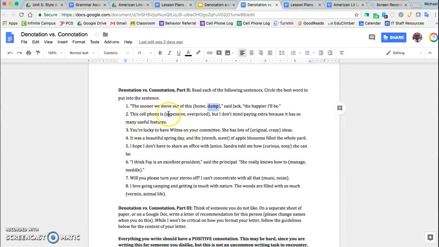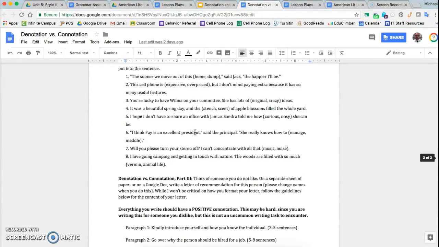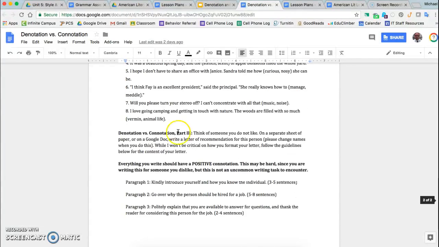This cell phone is expensive or overpriced, but I don't mind paying extra because it has so many useful features. In this case, you want to focus on how it costs a lot, but you still like it. So you'd say it's expensive. Overpriced means that it would cost too much, like it's not worth its price. Okay, so please go through those problems and then continue the lecture when you're done with part 3.